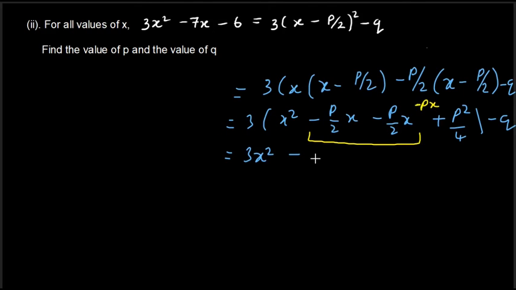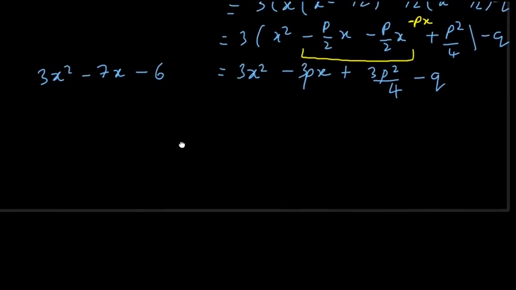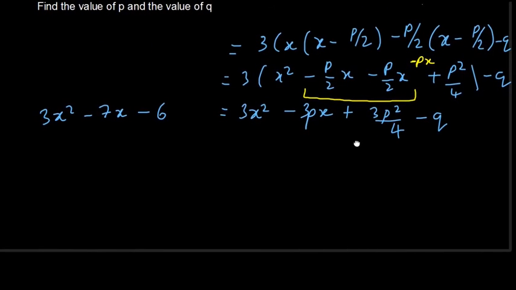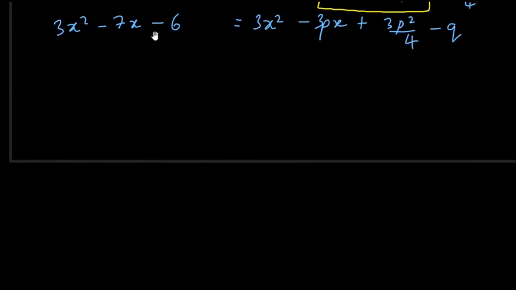So now we multiply by 3: 3x squared minus 3px plus 3p squared over 4 minus q. So this is 3x squared minus 7x minus 6 is equal to this. Okay, I don't think I've made any mistake here. Let's just assume I didn't make any mistake and continue.